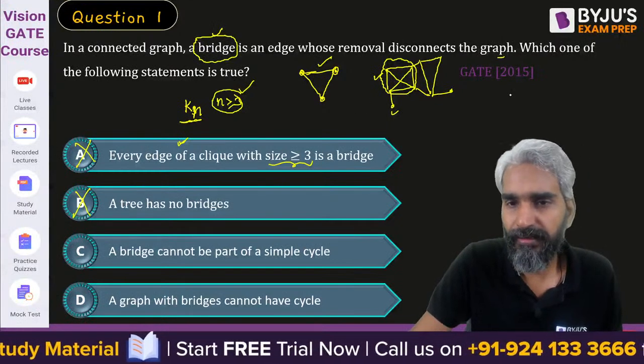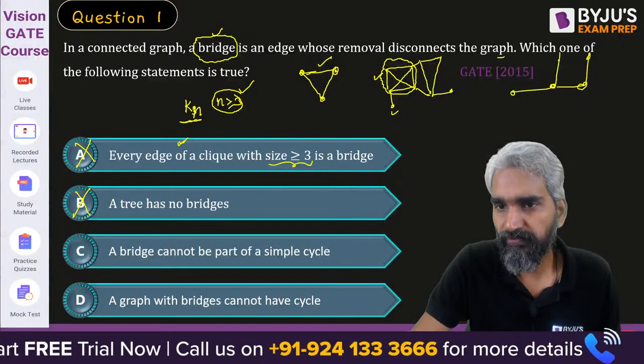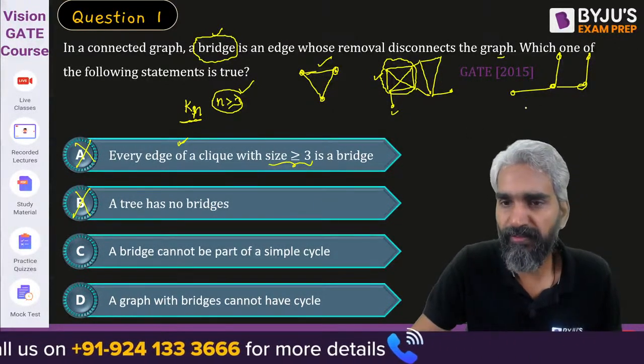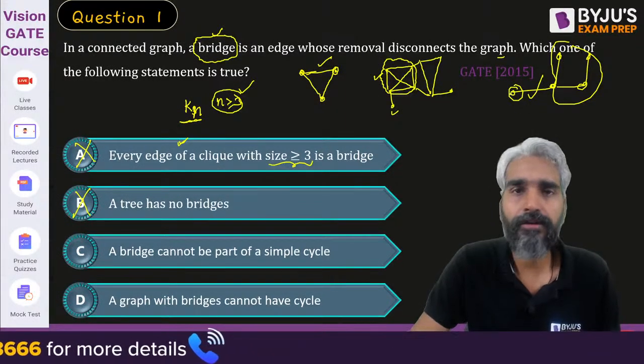You can take any tree. So let's assume that this is your tree, right? Try removing any edge and this graph will become disconnected. Let's assume if I remove this, then this will become one component and this will become another component.